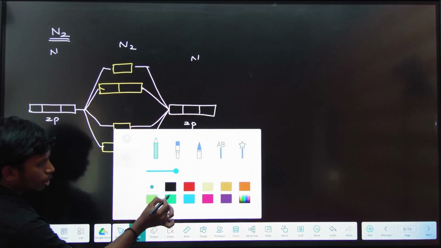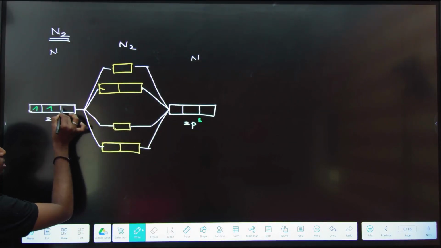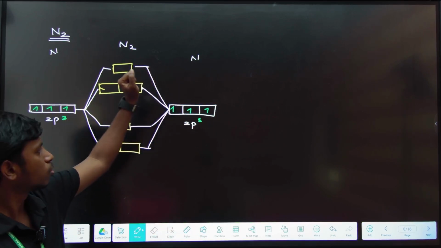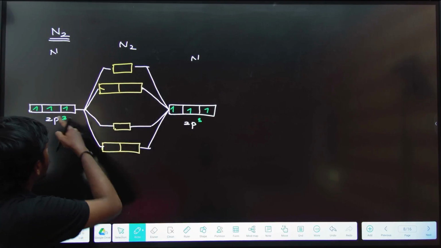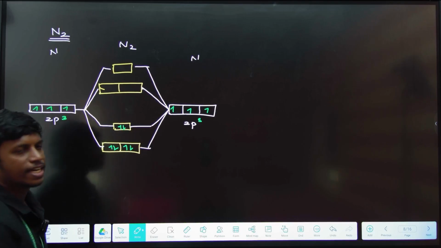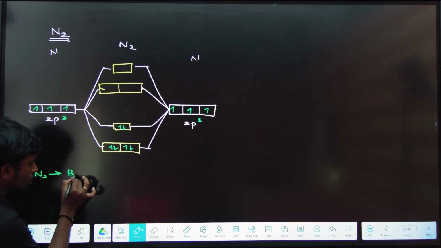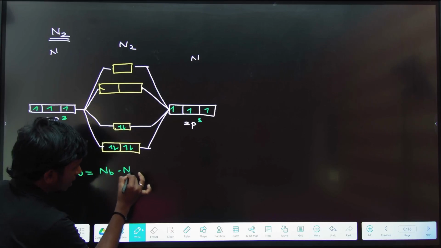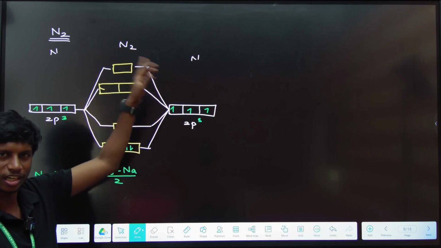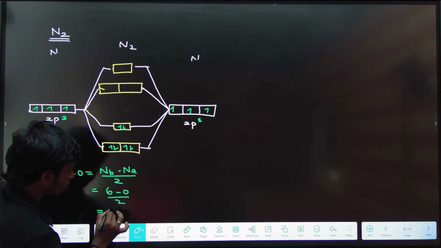Okay, how many electrons does nitrogen have? Each nitrogen has a 2p3 configuration. So there are 3 electrons on 2p and another 3 electrons from the other nitrogen atom's 2p orbitals. All together 3 plus 3, 6 electrons. We fill 1 2 3 4 5 6 electrons. For the nitrogen molecule, what will the bond order be? Bond order formula is Nb minus Na divided by 2. This is the bonding orbital, this is the anti-bonding orbital. The bonding orbital has 6 electrons, the anti-bonding orbital has no electrons, which means 6 minus 0 by 2. So the bond order is 3.